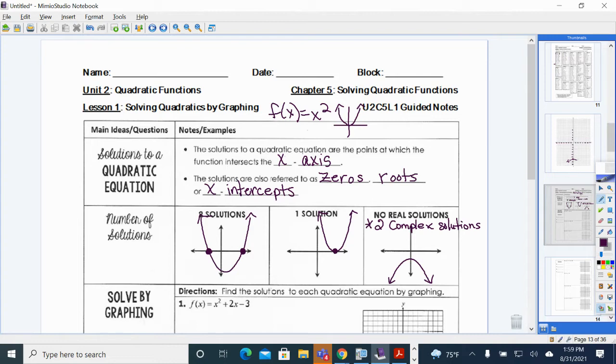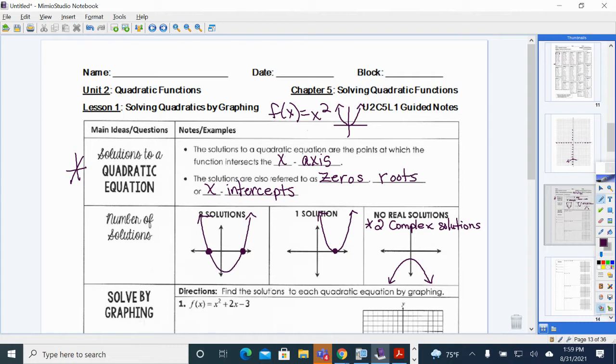And what we're going to do again here is focus on the solutions. So let's talk about the solutions to a quadratic equation. The first bullet says the solutions to a quadratic equation are the points at which the function intersects the x-axis. So we're talking about where does it hit the x-axis.